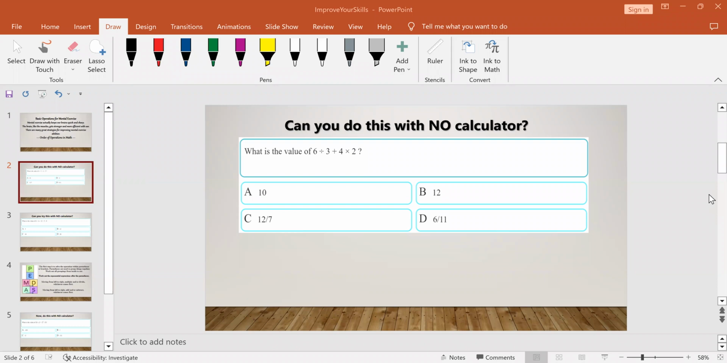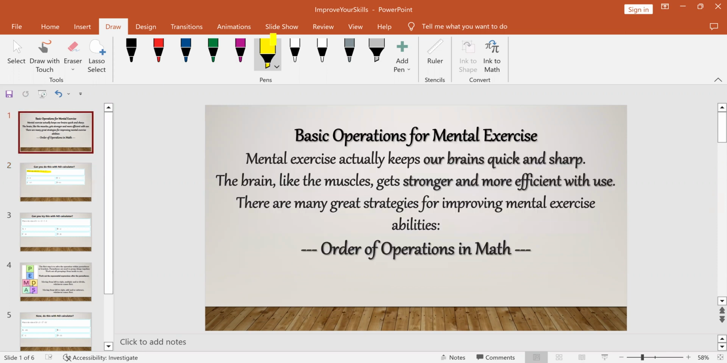Can you do this with no calculator? What is the value of 6 divided by 3 plus 4 multiplied by 2? What is the purpose of this question? Let's see here. Basic operation for mental exercise.